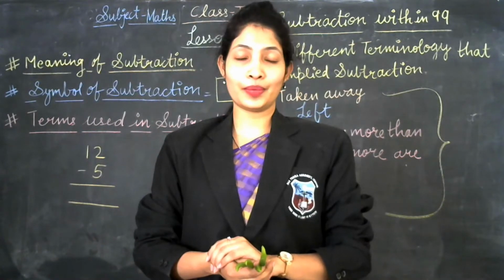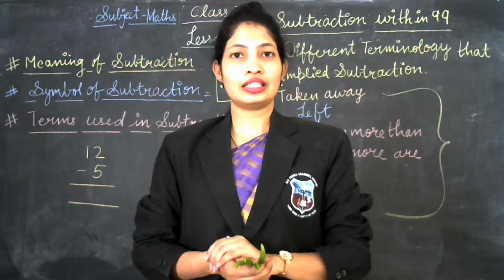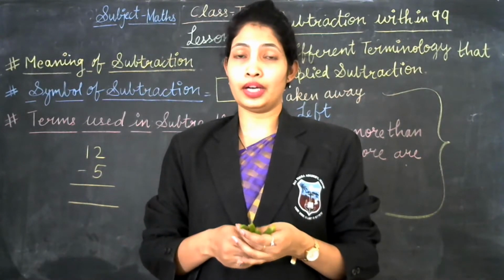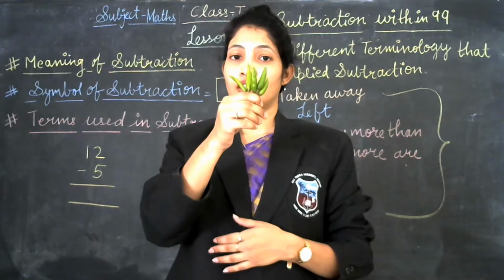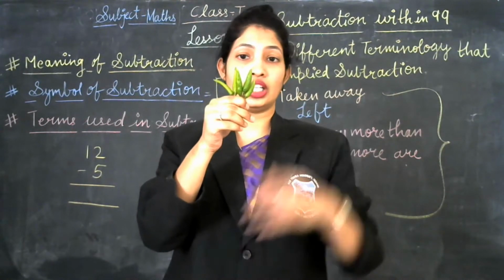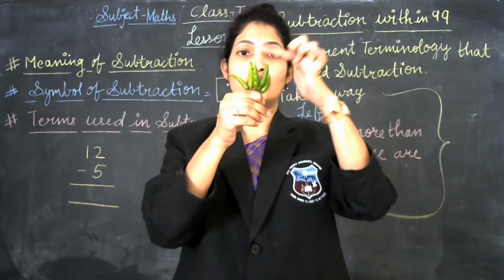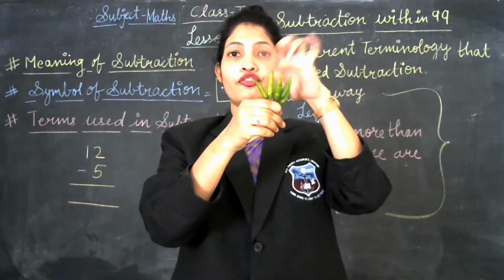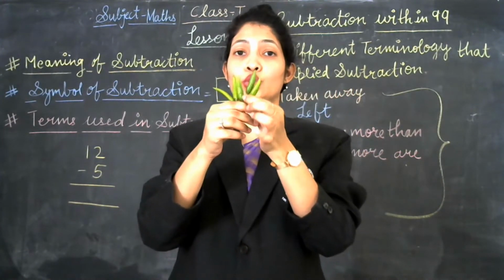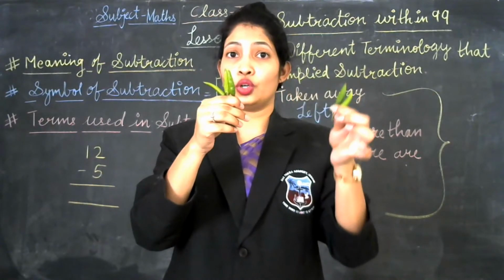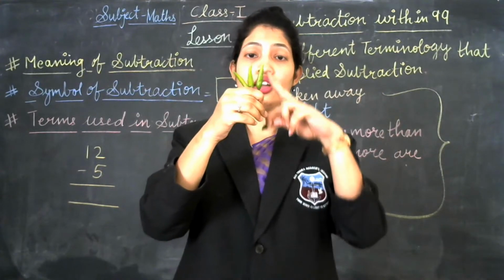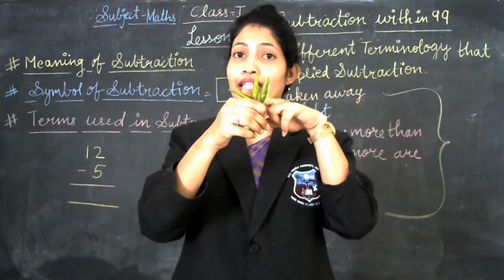Okay, so what is subtraction? Subtraction means taking away. Children, I will give you an example. Look at this. How many chilies are in my hand? Yes, I have 5 chilies. 1, 2, 3, 4 and 5. If I take away 2 chilies, how many chilies are left in my hand? Yes, that is 3. 1, 2, 3.